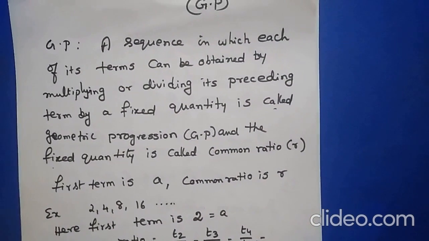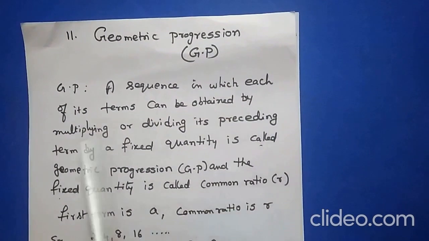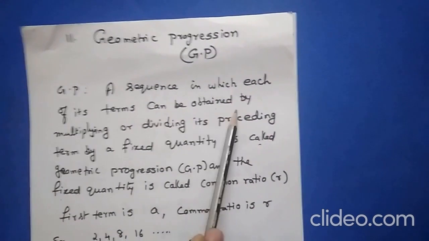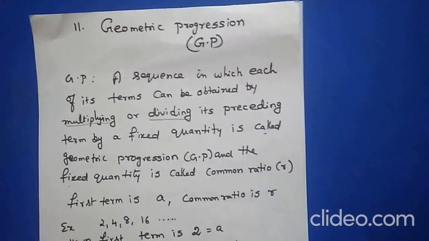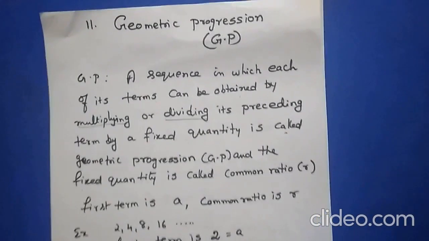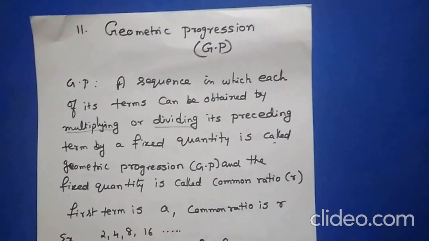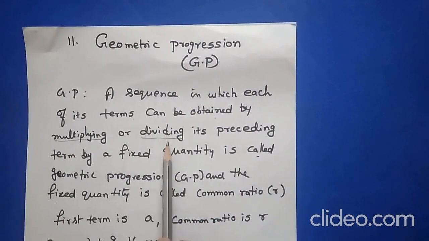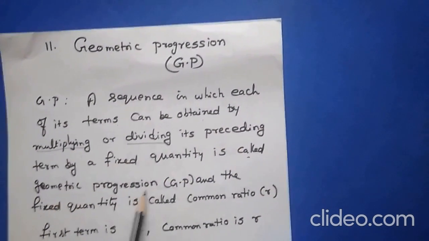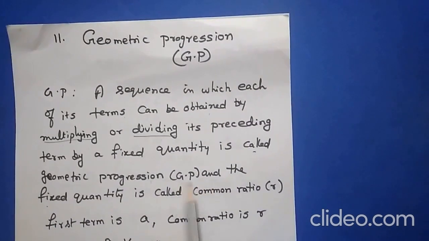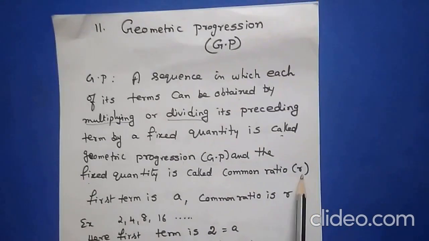In AP, you add the terms. Here, what is GP? A sequence in which each of its terms can be obtained by multiplying or dividing its preceding term by a fixed quantity. There you add or subtract by a fixed quantity in AP, but in GP you are multiplying or dividing its preceding term by a fixed quantity, which is called geometric progression. Now GP, this is short form GP, and the fixed quantity is called the common ratio.